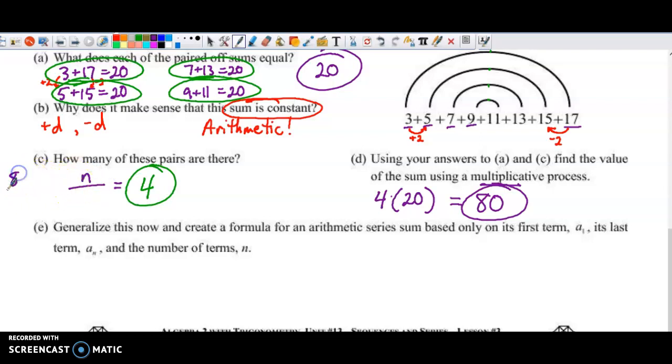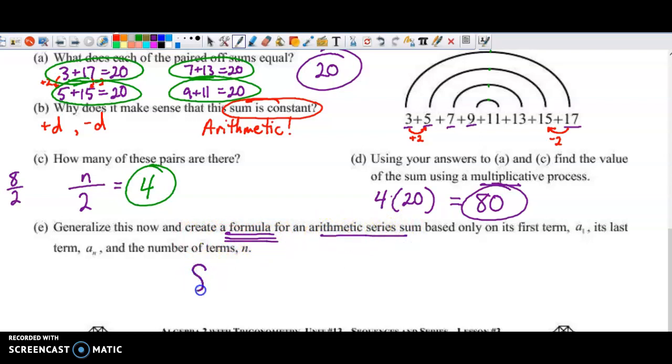I'll write it off to the side. We had 8 terms. And how can you go from 8 to 4? Well, you could divide by 2. And I hope it makes sense that you divide by 2 because there's 2 numbers for each rainbow. So how can we come up with a general formula for an arithmetic series?